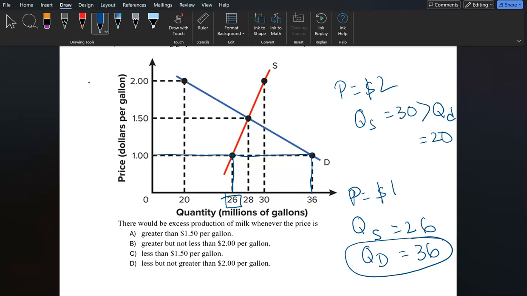All right. This one question, there would be excess production or there's going to be a surplus. That means quantity supplied is greater than quantity demanded. It's going to be this one, greater than $1.50 per gallon.